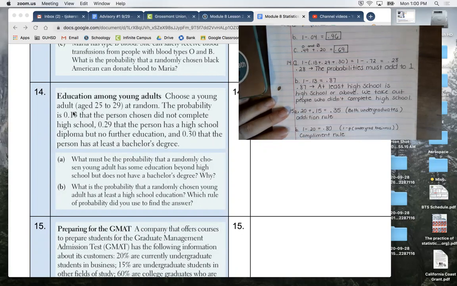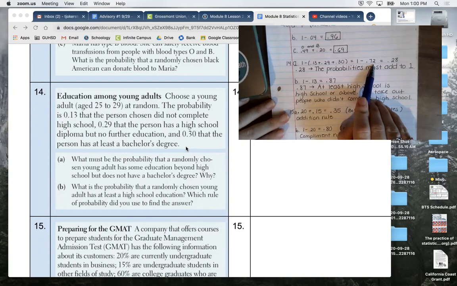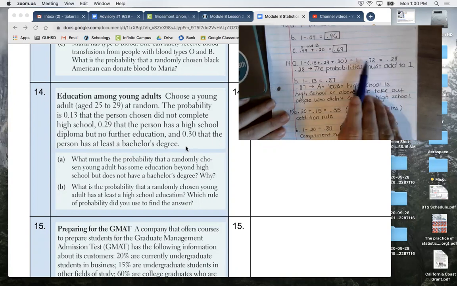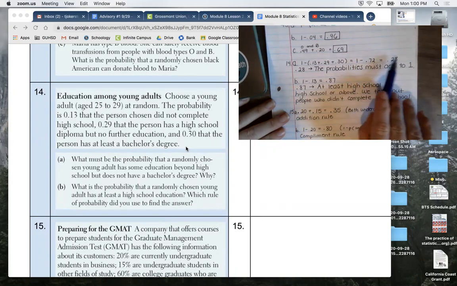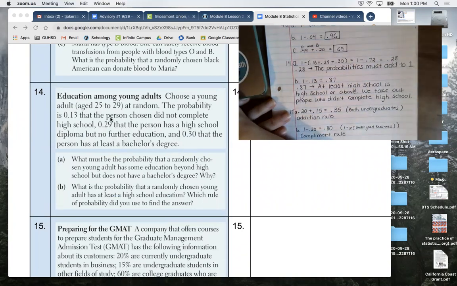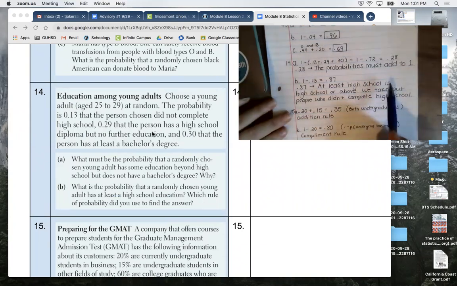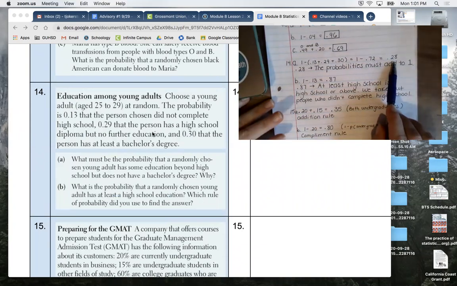Okay, so in this one I knew I must have to add these up and see there must be a missing component here. I added 13% plus 29% plus 30%, and I got 72%, which means that 1 minus 72%, 28%, were in between these two. So we have 13% that did not graduate high school, 29% that got a high school diploma and 30% that got a college diploma. It means that we have our 28% that had some education after high school.